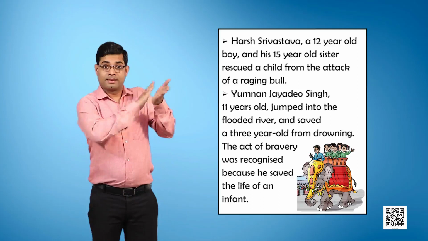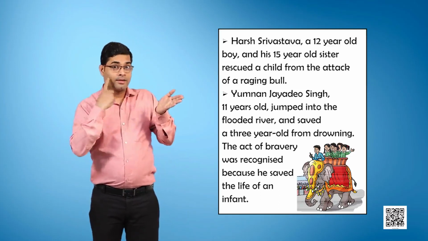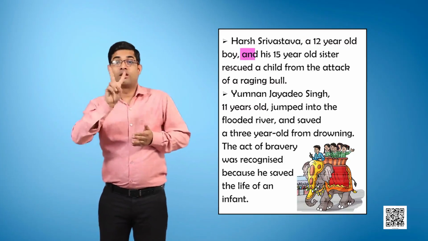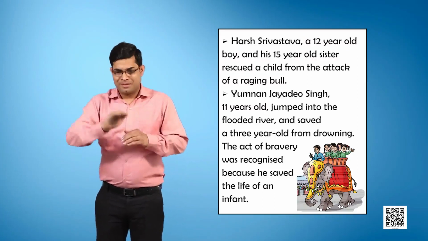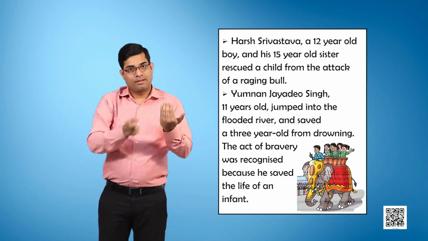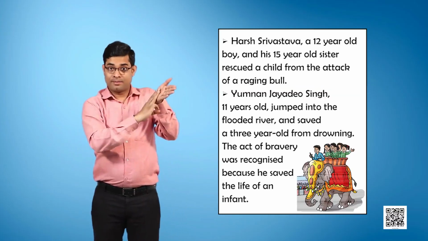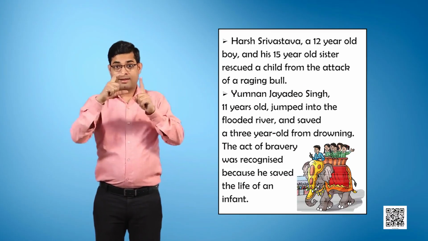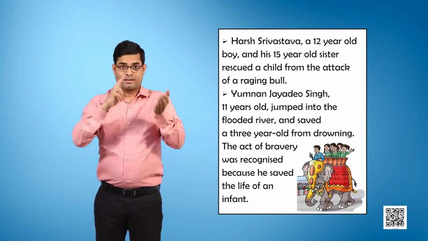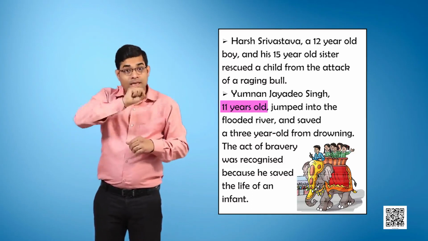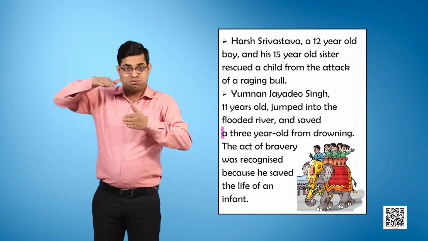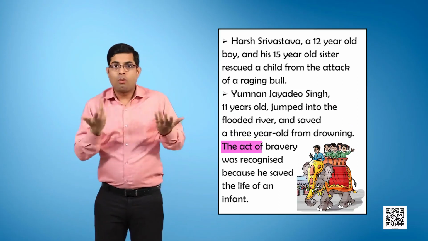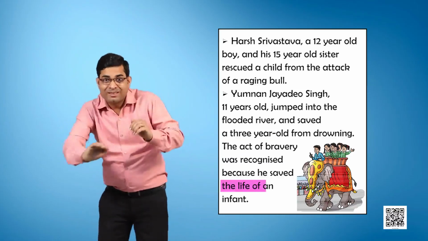Harsh Shrivastava, a 12-year-old boy, and his 15-year-old sister rescued a child from the attack of a raging bull. Yumnan Jayadev Singh, 11 years old, jumped into the flooded river and saved a 3-year-old from drowning. The act of bravery was recognized because he saved the life of an infant.